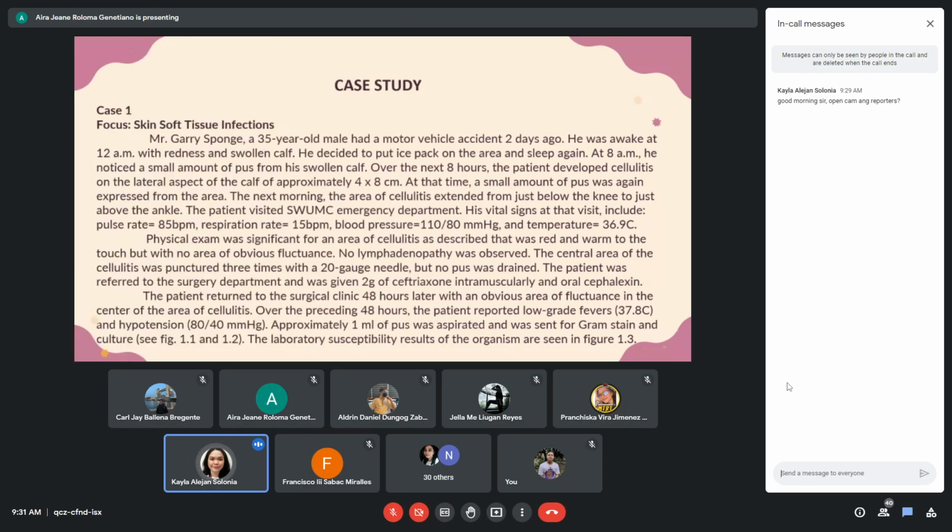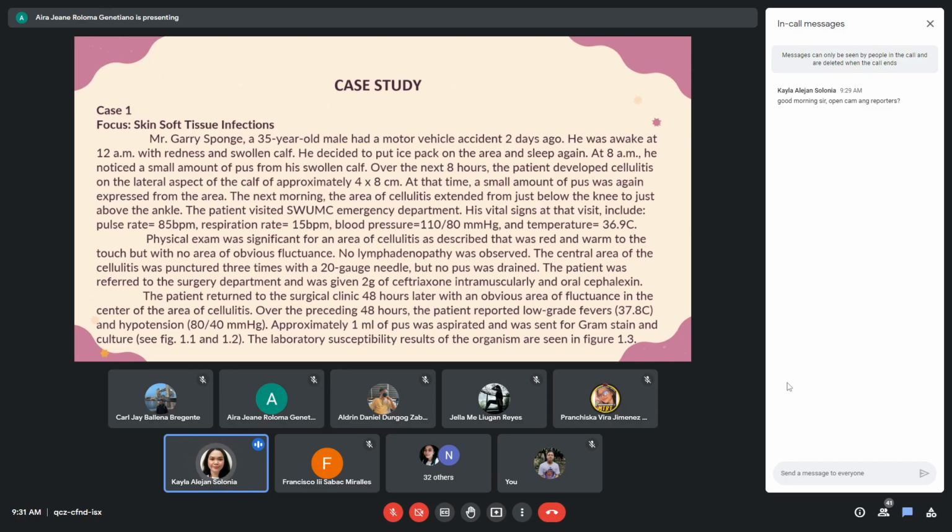Case 1. Mr. Gary Sponge, a 35-year-old male, had a motor vehicle accident 2 days ago. He was awake at 12 a.m. with redness and swollen calf. He decided to put an ice pack on the area and sleep again. At 8 a.m., he noticed a small amount of pus from his swollen calf.